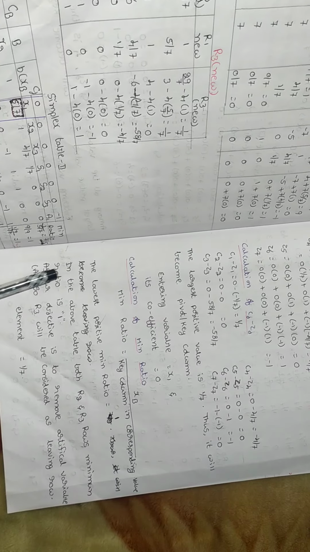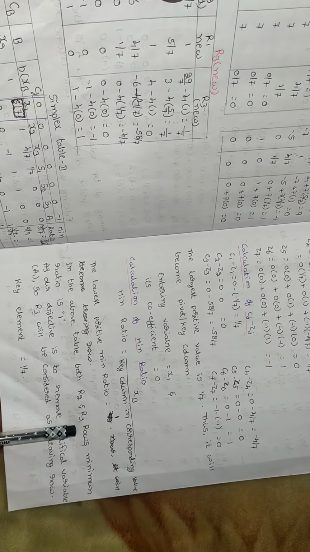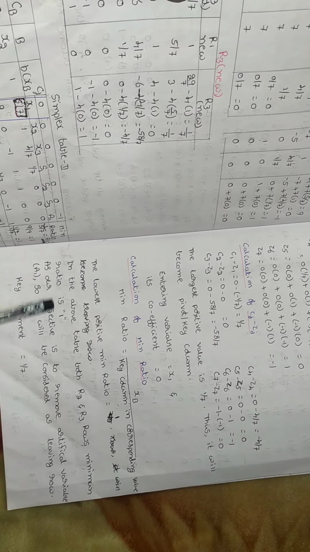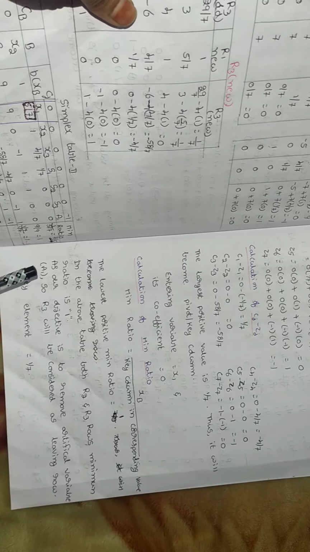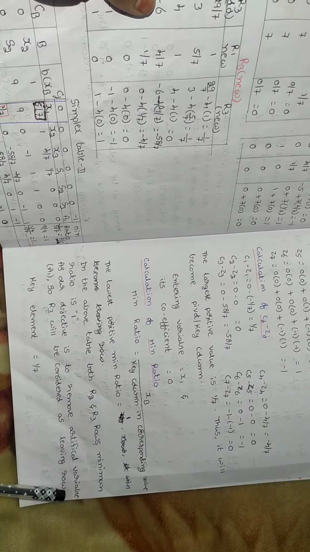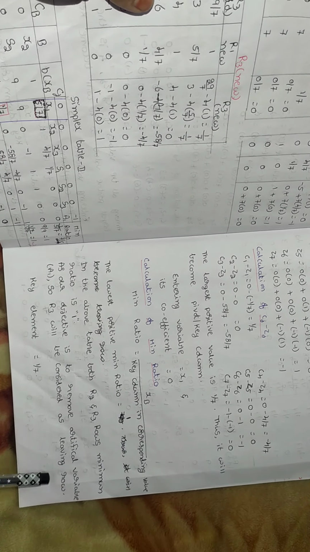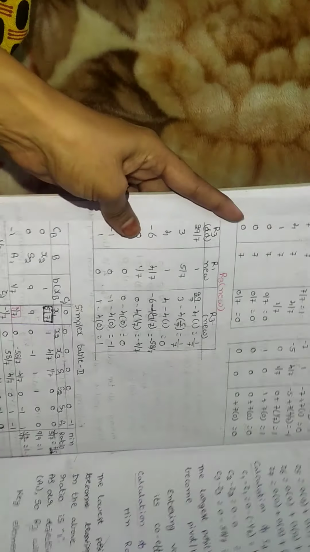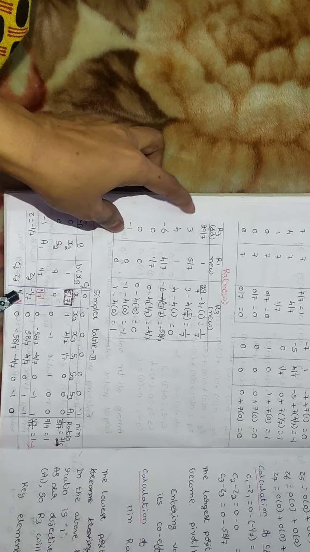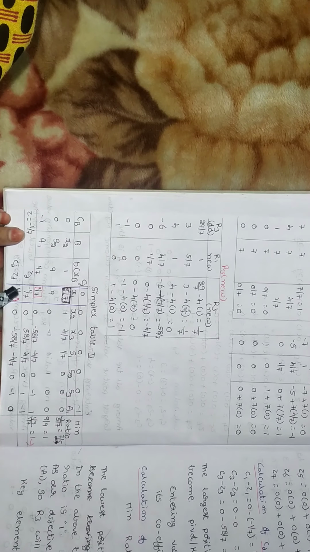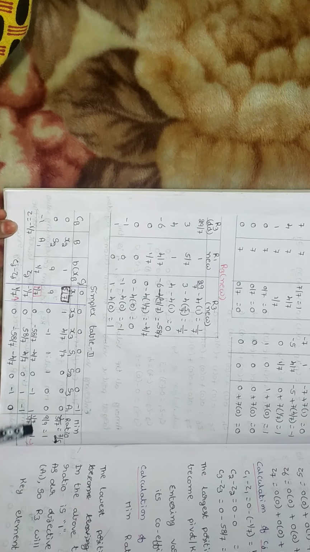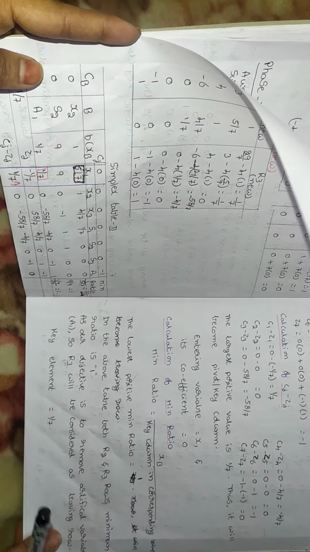Now in the above table, both R2 and R3 have the minimum ratio, that is 1. As our objective is to remove the artificial variable, R3 will be considered as the leaving row. Now what is a key element? The key element is the element at the point of intersection of the key column and the leaving row. In this case, 1 by 7 will become the key element. Now we will move to the iterations.